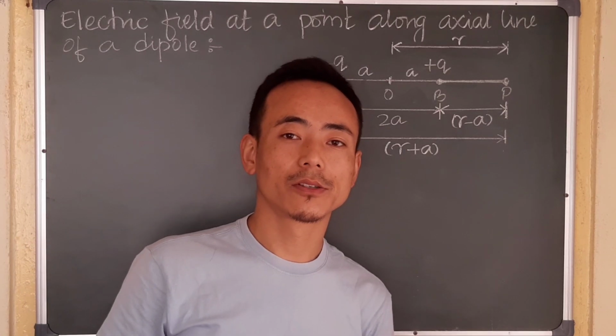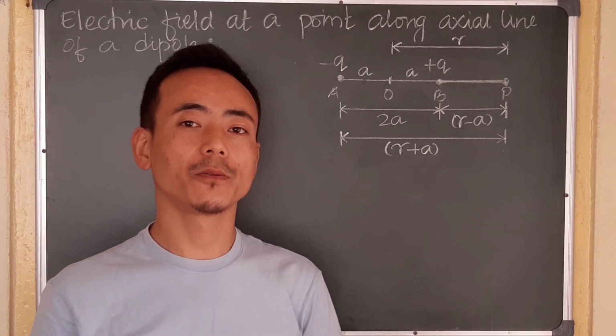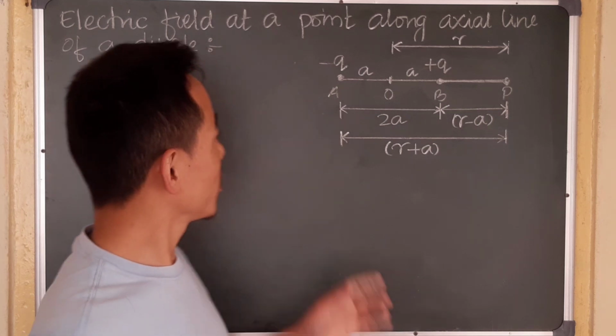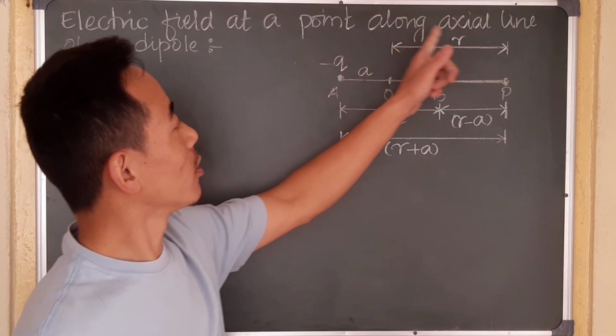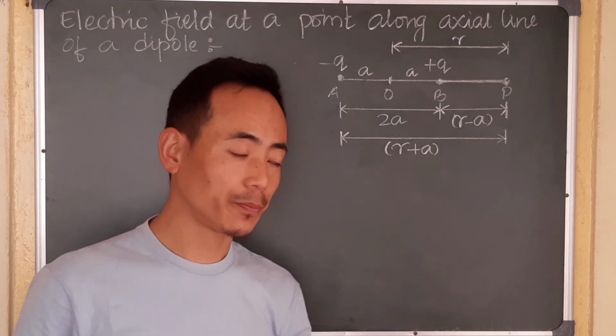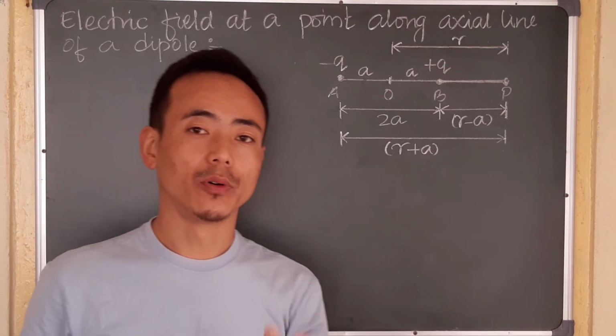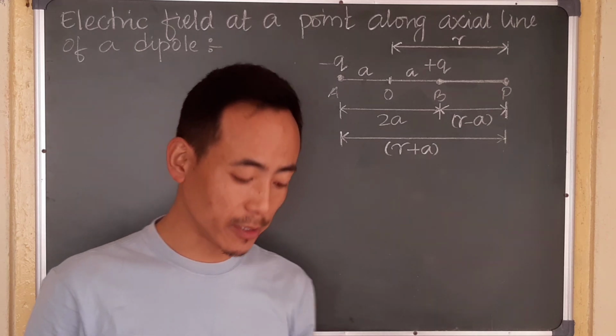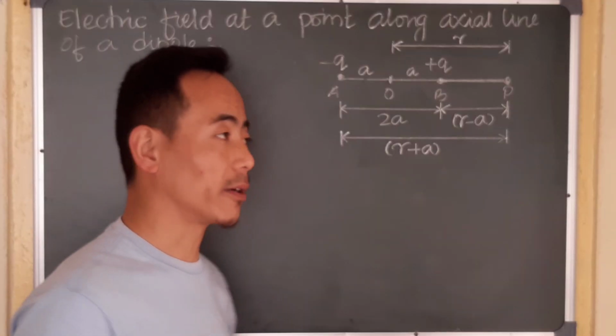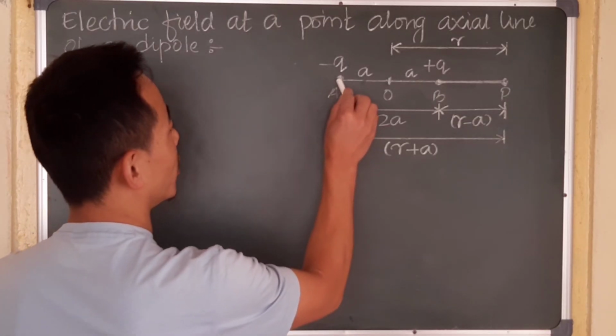Hello dear students. In this video we will be doing one derivation, and the topic of the derivation is to find the electric field at a point along the axial line of a dipole. We know that a dipole is a system which has two equal and opposite charges separated by a small distance. As you can see in this diagram, we have this dipole AB.